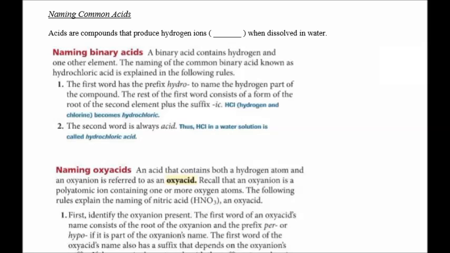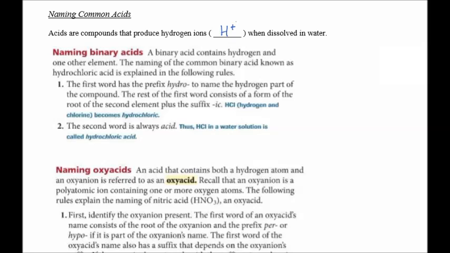This is Chapter 8, Lecture number 2. We start off with this page on naming common acids. We're not going to really do much with this now because we have a unit on this in the second semester. But acids are compounds that produce hydrogen ions. Hydrogen ions are H+ ions.